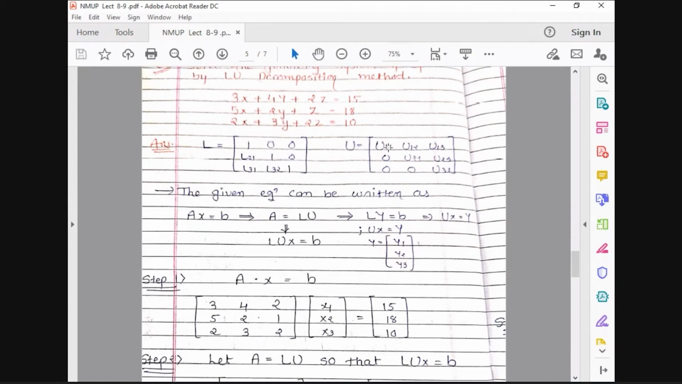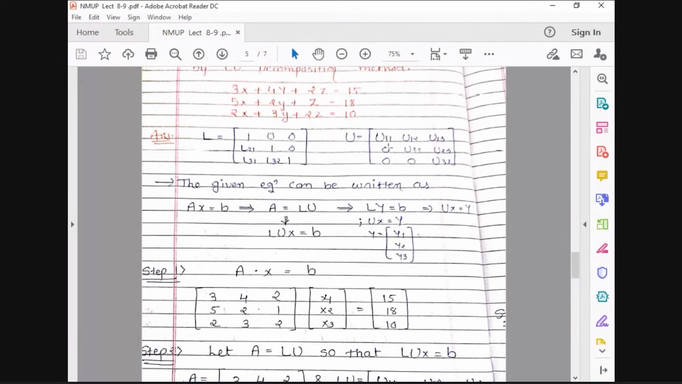Fine. Now, these are the steps that you have to follow. Total 4 steps are there. First step is what? AX is equal to B. So A is the coefficient matrix from the given equations: 3, 4, 2, 5, 2, 1, 2, 3 and 2. Then X is equal to X, Y and Z. Over here, by mistake, I have written X1, X2, X3. Just consider this as X, Y and Z. And on the right hand side, my constant vector is 15, 18 and 10.